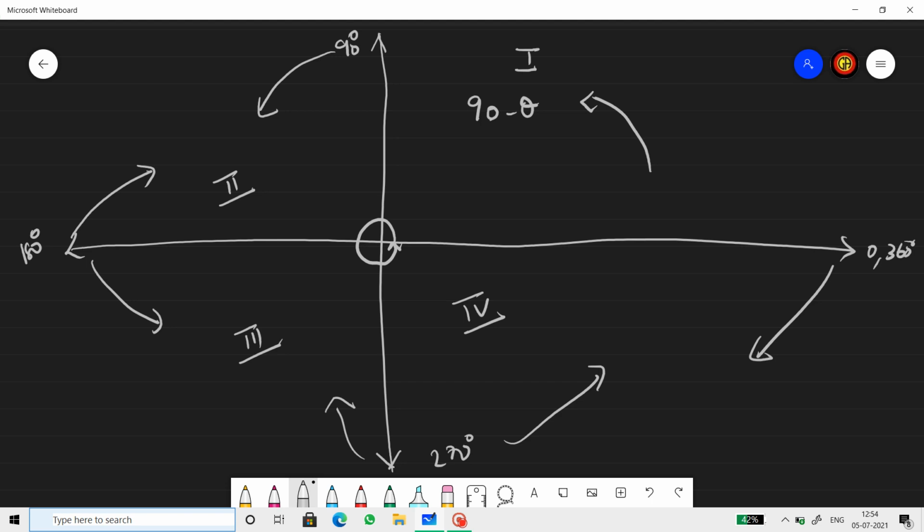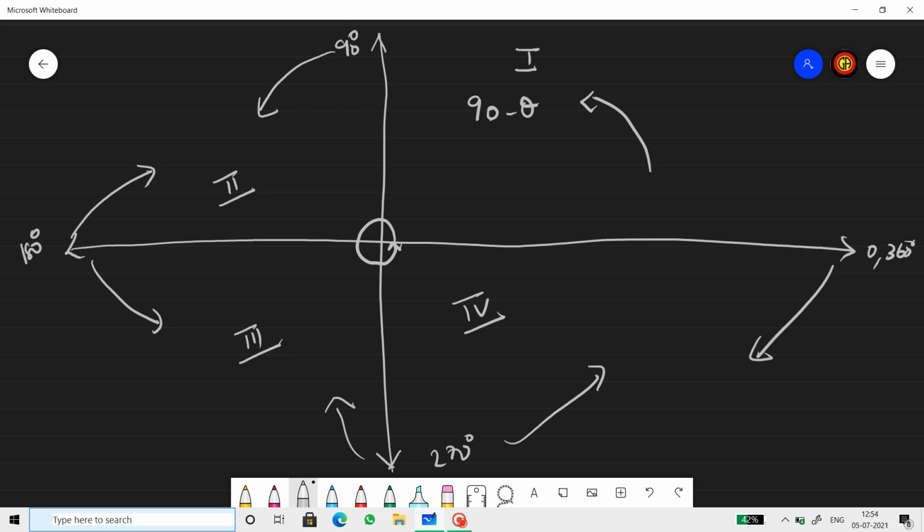The first quadrant contains angles that are below 90 degrees. The second quadrant contains angles above 90 and below 180. The third quadrant contains angles above 180 and below 270. The fourth contains angles above 270 and below 360.